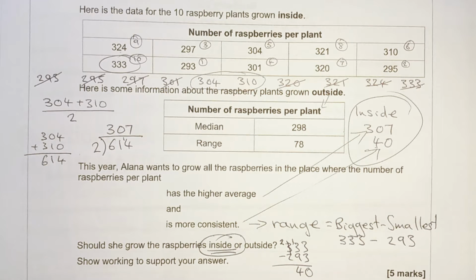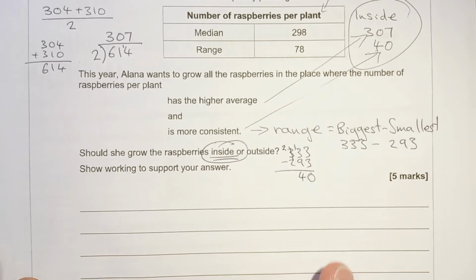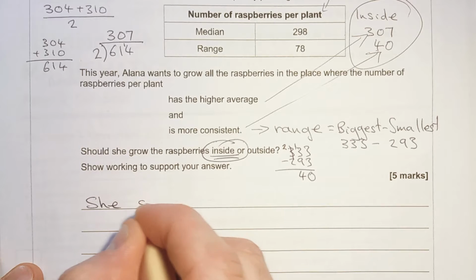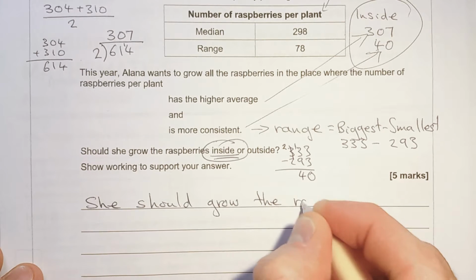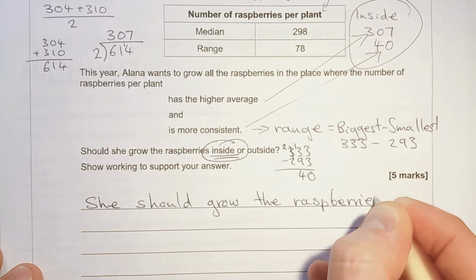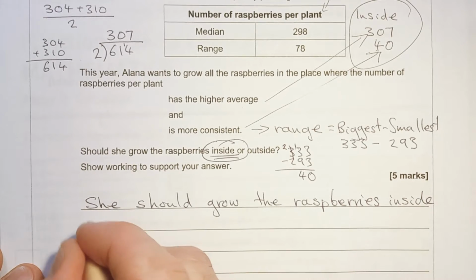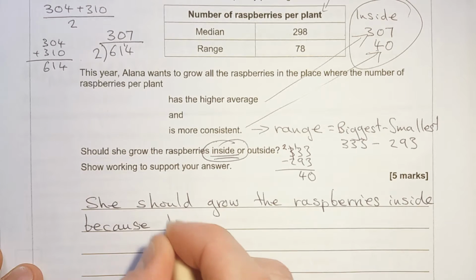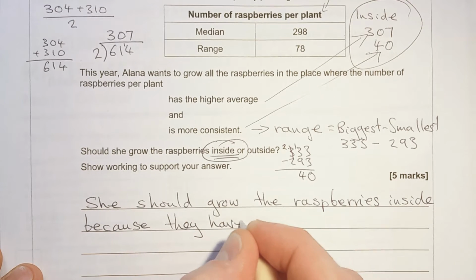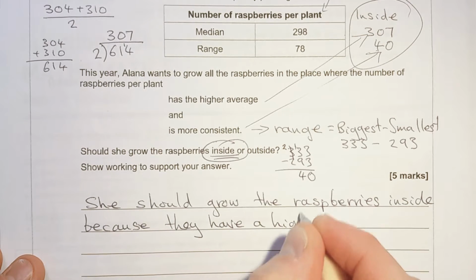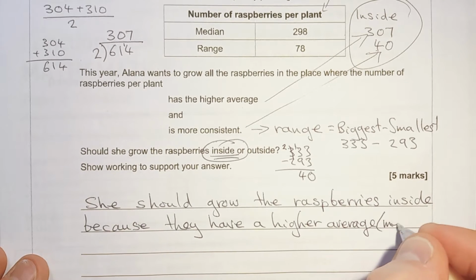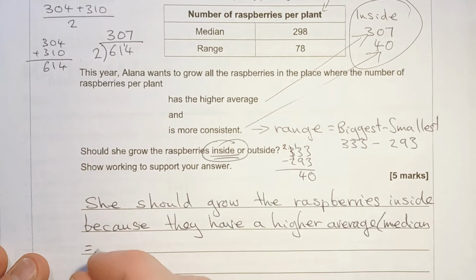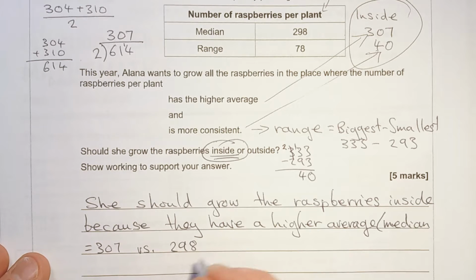Okay. So if we wanted to be complete, we could say she should grow the raspberries inside because they have a higher average, and we can put median equals 307 versus 298. You can write sort of shorthand.